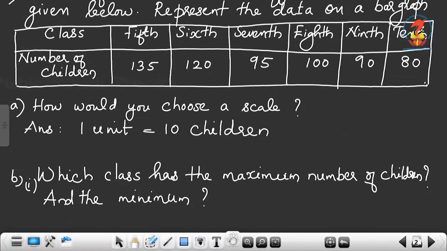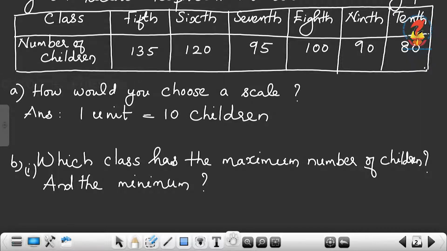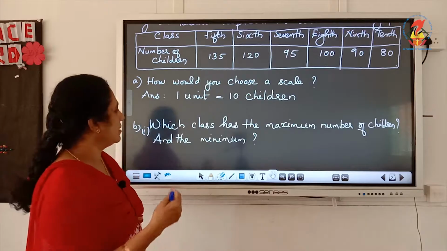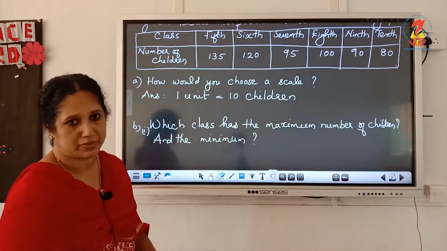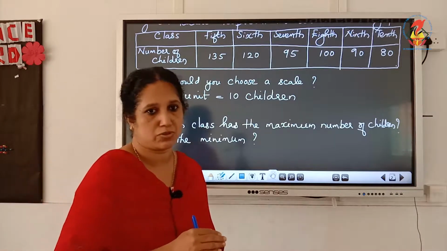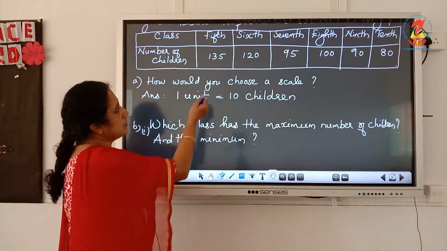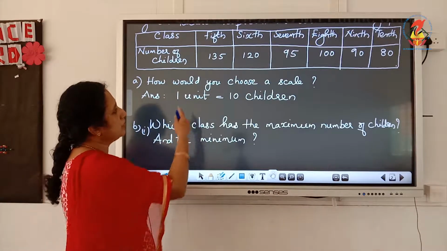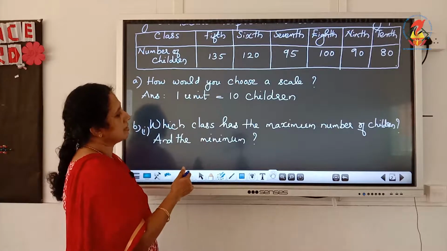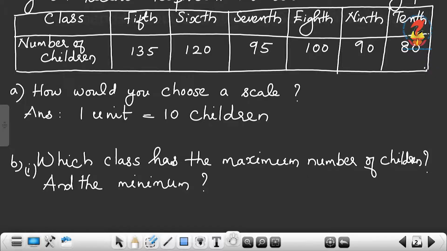Then second part of the question. Which class has the maximum number of children and the minimum number of children? By looking at this data, we can find out the maximum and minimum number of children, or from the graph also. Now based on this data, how can we find out? Look at the classes and see which class has the maximum number of children. The highest value is 135. So 135 is in which class? 5th class. So the class with the maximum number of children is the 5th class.